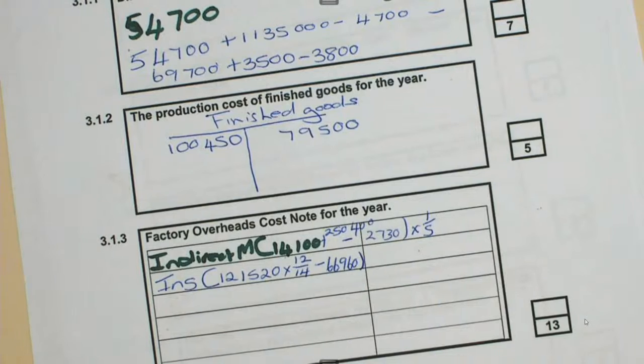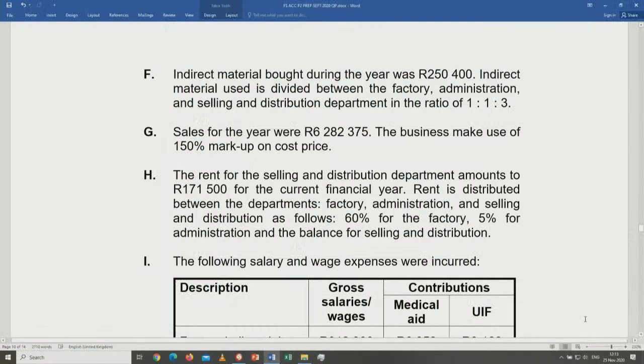Okay, let's go back to our question paper. Sales for the year were 6,282,375. The business made use of 150% markup on cost price. If I see sales and I see a markup, then I know I can use this information to calculate my cost of sales. Where do I need this cost of sales? I need this cost of sales in the calculation of my finished goods, right? So let's use that information quickly. Let's go back to our answer book.